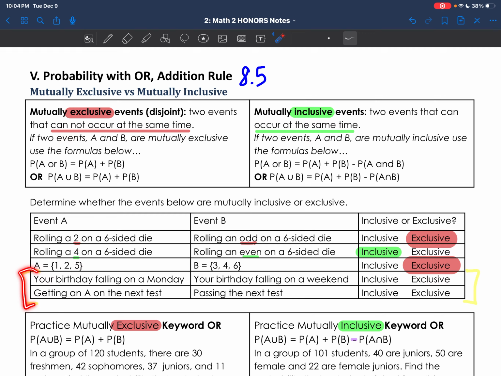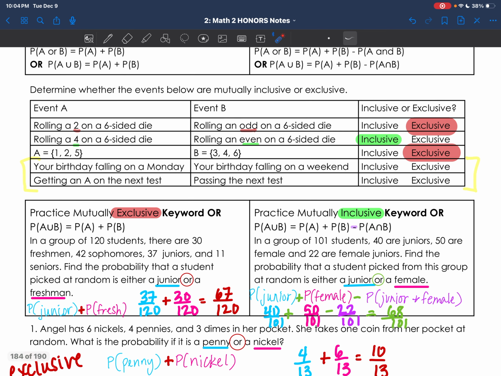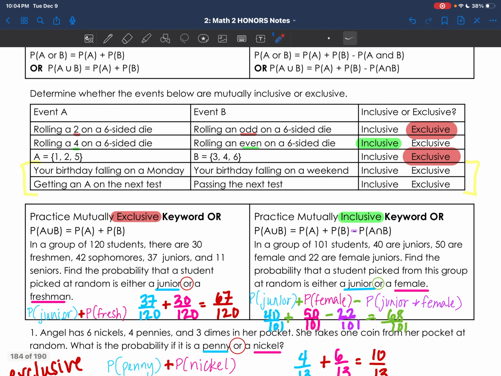All right, I want you to try these two. Birthday falling on a Monday and birthday falling on the weekend, and getting an A on the next test and passing the next test. All right, we got a bunch of pretty colors here for you.